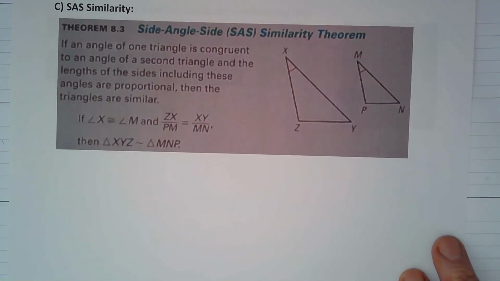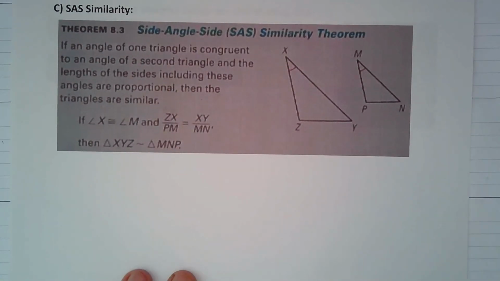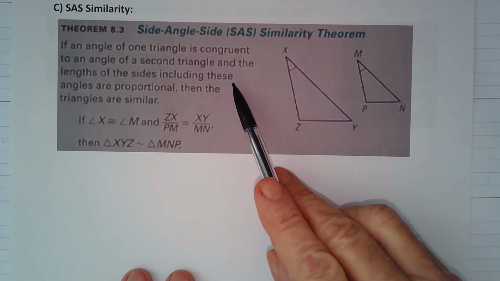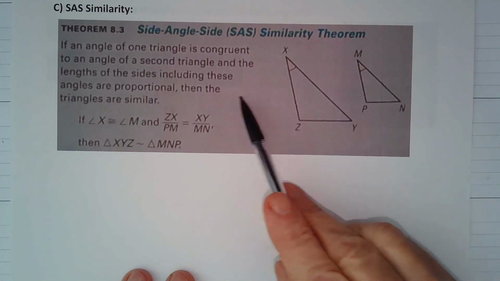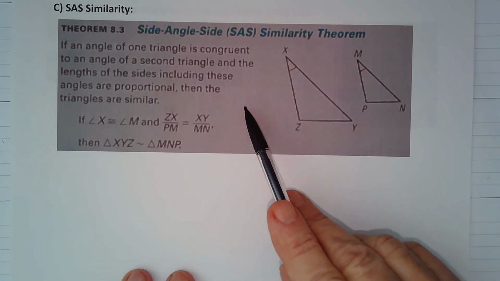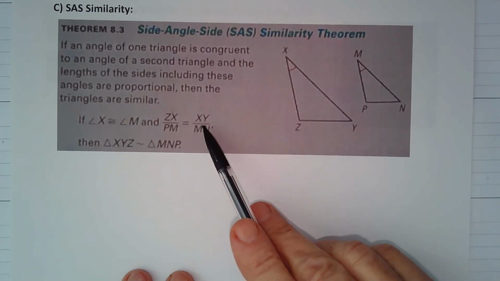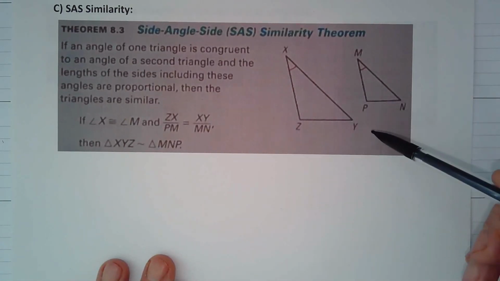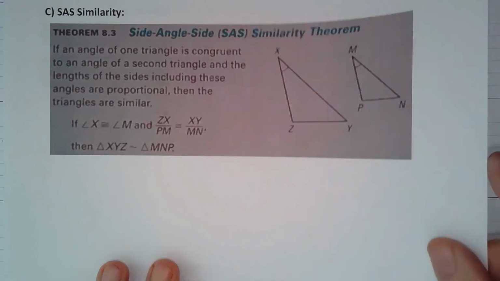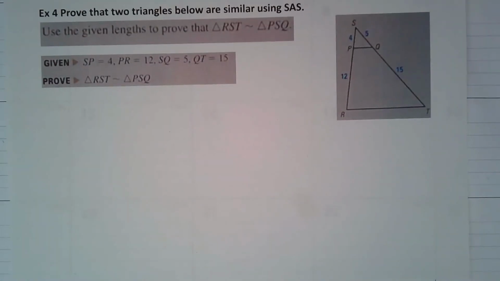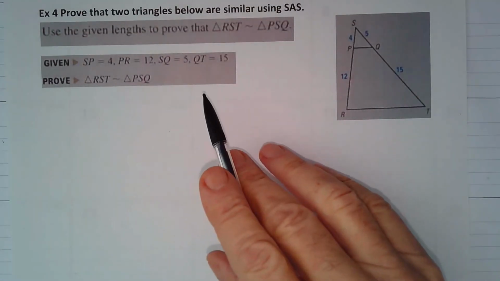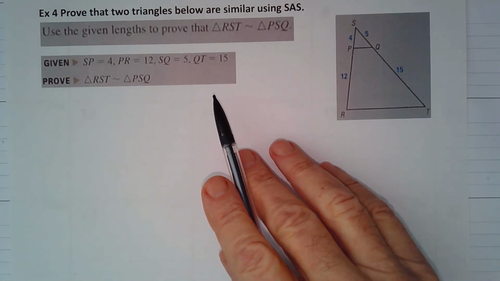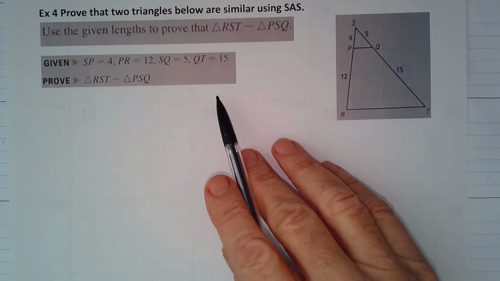The last similarity is side-angle-side similarity. And again, if an angle of one triangle is congruent to an angle of a second triangle, and the lengths of the sides of these angles are proportional, then the triangles are similar. Side, angle, and a side is what you're looking for here. So that's what this is showing. Okay. All right, so we're going to do the same thing with this. We're going to prove that two triangles below are similar.